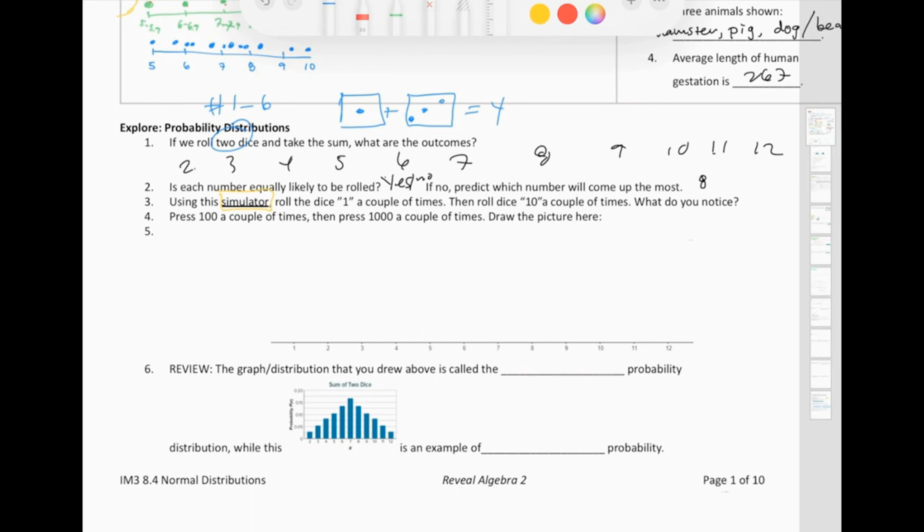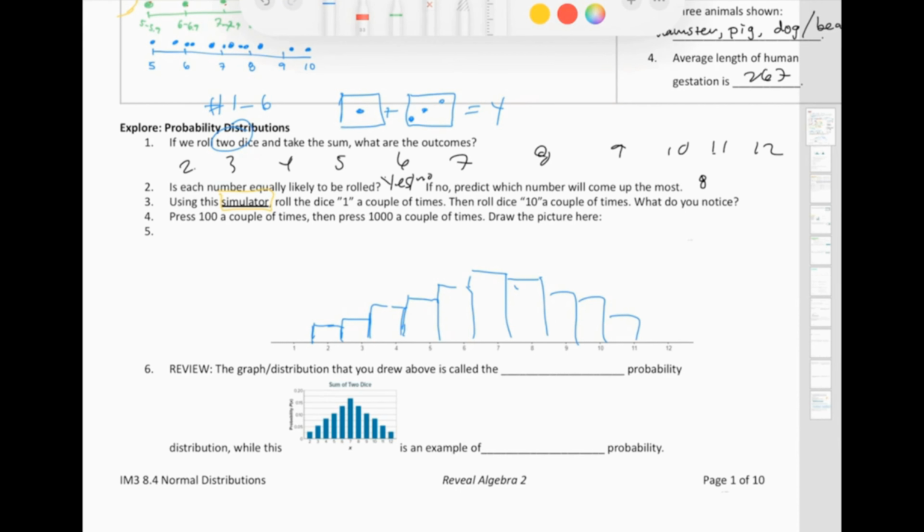Let's go ahead and draw ours. I don't have the numbers, they were too big. But there was nothing rolled in the ones. And it kind of looks like these staircases, this histogram. To review the graph distribution that you drew above, this is called our experimental probability. Why? Because we did something.